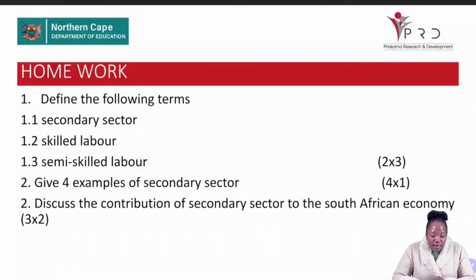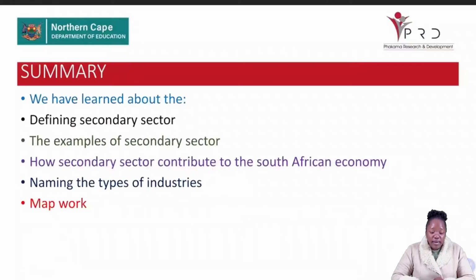Then question number 3, you need to discuss the contribution of the secondary sector to the South African economy. 3 times 2, which means you give 3 contributions so that you can get those 6 marks, right?